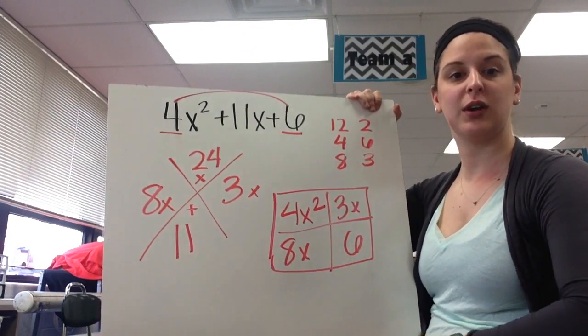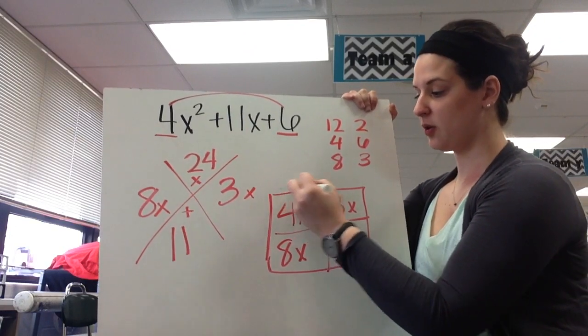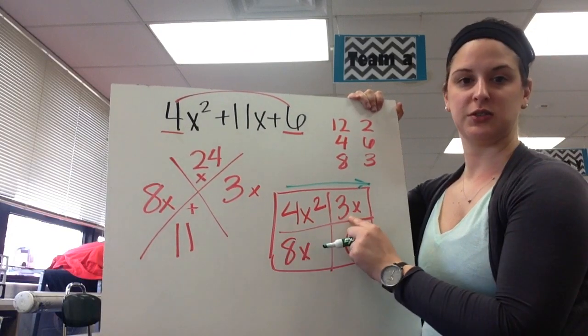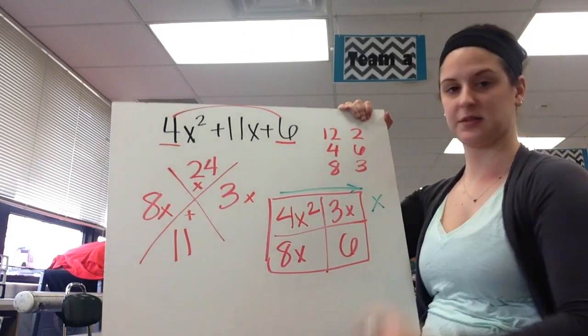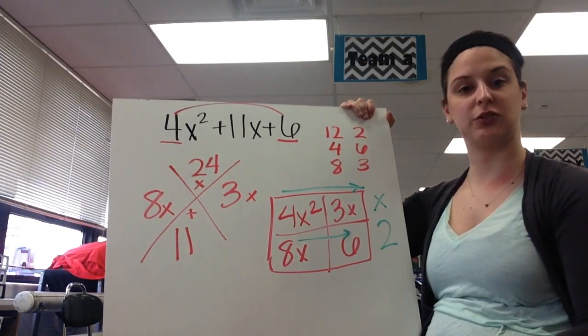Now we have to kind of factor by grouping like we've learned initially. We need to go over to the left or to the right first. What can I factor out of these two terms? I can take out 1x. Okay. What can I take out of these two? I can factor out a 2.